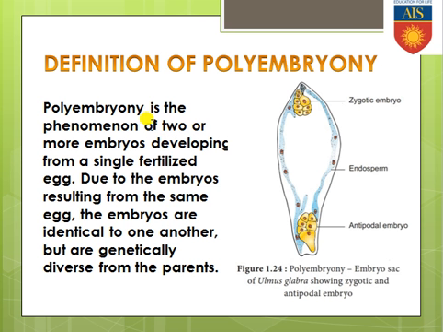That means if the zygote is formed, and after that the zygote fragments into multiple embryos, that can be called polyembryony. Likewise, if accidentally the male gametes fertilize the antipodal cell or the polar nuclei and form an embryo, then also multiple embryos can be formed. So that is commonly known as polyembryony.